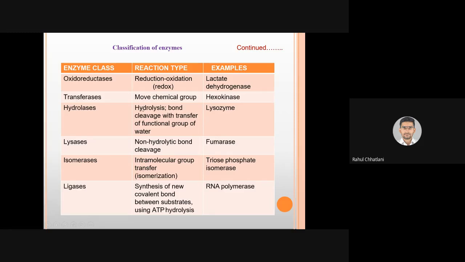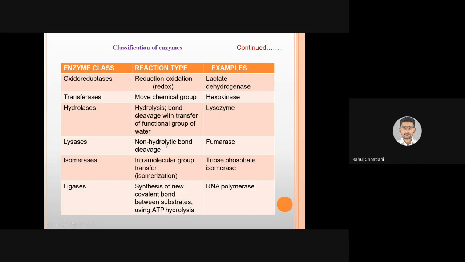It converts one chemical group into another chemical group. So that is transferase, as the name suggests. The name itself says transfer. Transfer what? Chemical group. Third, hydrolase, that is hydrolysis, bond cleavage with transfer of functional group to water. Hydrolysis is breaking down with water, or forming water in a reaction. You can tell from the name itself, hydrolase. It will break the bond and transfer a functional group to water. Lysozyme is an example.